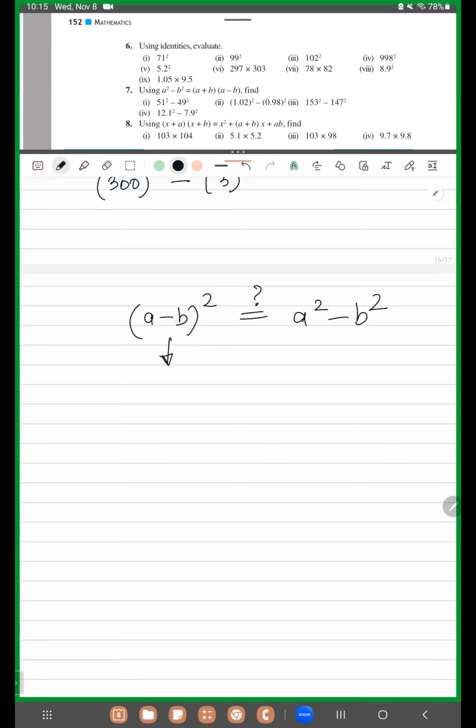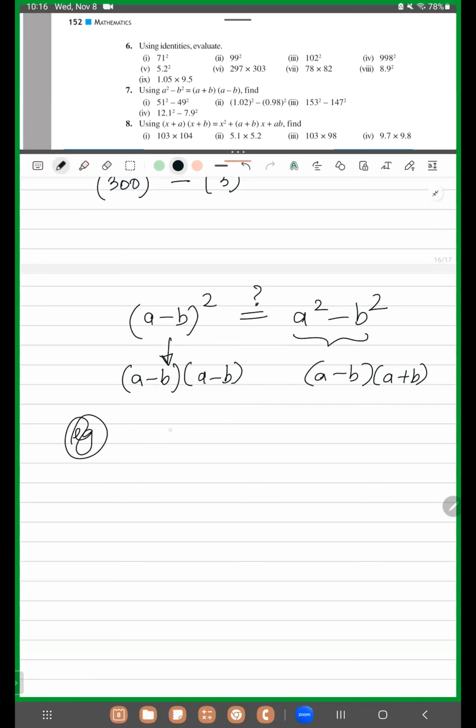Okay, when you expand this bracket, what do you get? A minus B into A minus B. And this bracket is A minus B into A plus B. Do you see the difference? Let me give you an example.